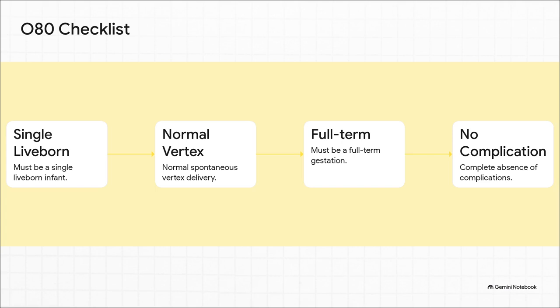If even one single element on this checklist fails, like say it's a twin pregnancy or they had to treat a minor hemorrhage, you cannot use code O80, period. Scratch it off the list.